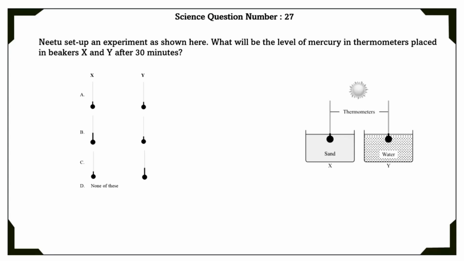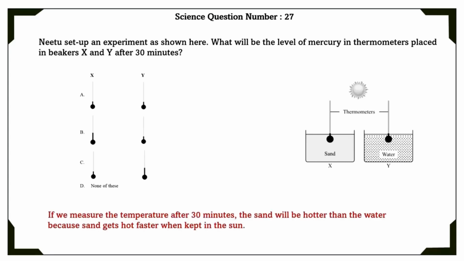Science question number 27. Neetu set up an experiment as shown here. What will be the level of mercury in thermometers placed in beakers X and Y after 30 minutes? If we measure the temperature after 30 minutes, the sand will be hotter than the water because sand gets hot faster when we keep it in the sun. Therefore, the reading will be corresponding to the B option.